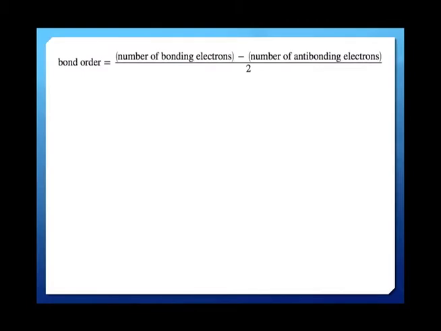Since we know a bit about molecular orbital diagrams as well as how to calculate bond order, let's look at all of the homonuclear diatomic molecules for the elements in periods 1 and 2. Period 1 contains hydrogen and helium, so let's start there.